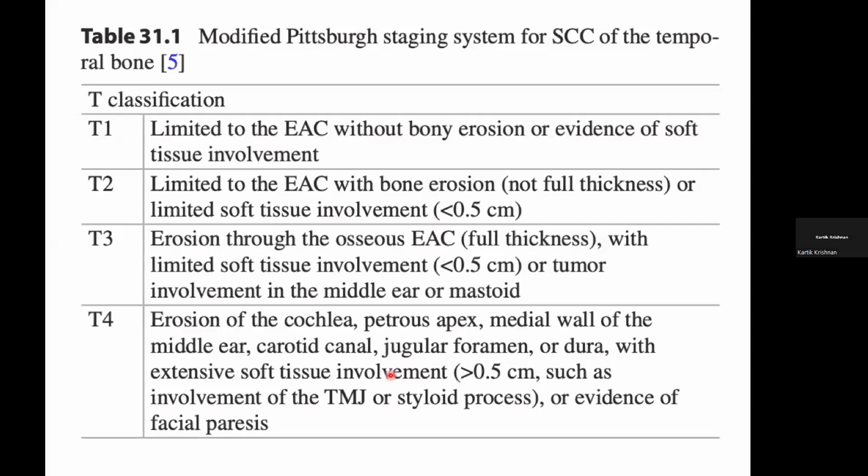Nowadays, many are proposing that T4 should be further subdivided into T4A and T4B, depending on whether facial paresis is present or not. So T4A will be without facial nerve paresis, and T4B will be with facial nerve paresis, because studies have again shown that facial nerve involvement is a very poor prognostic factor.